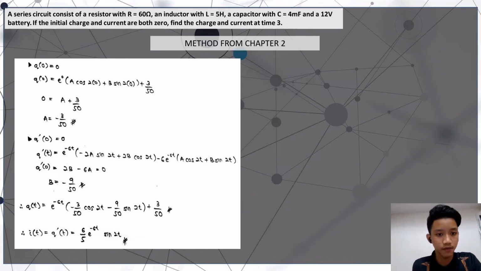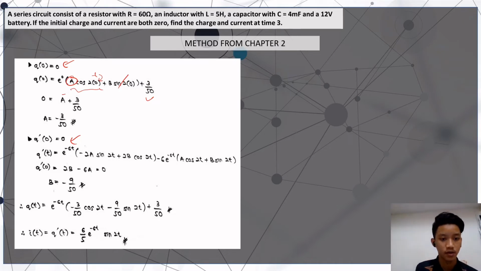We know that the question has given the initial values for Q and Q prime. So we substitute t equal to 0 into this equation, with Q equal to 0. We know that sine will be gone, so we get A and this 3/50, and we can get the A value.